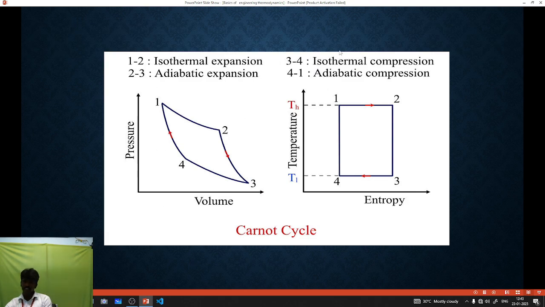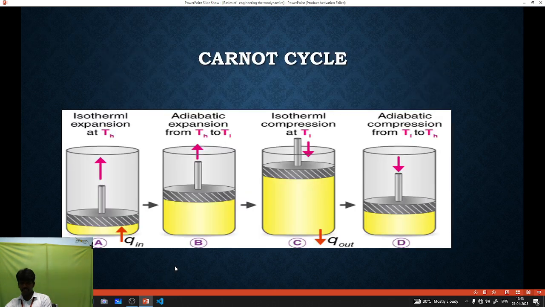This is the PV diagram. This is the TS diagram. See the PV diagram. First of all, isothermal expansion. Isothermal expansion means the temperature is constant during the expansion process. Before that, we see a figure. We take a cylinder-piston arrangement in sequence. First, figure A shows we added heat. Automatically, the fluid moves upward to raise the piston, which means expansion, isothermal expansion.